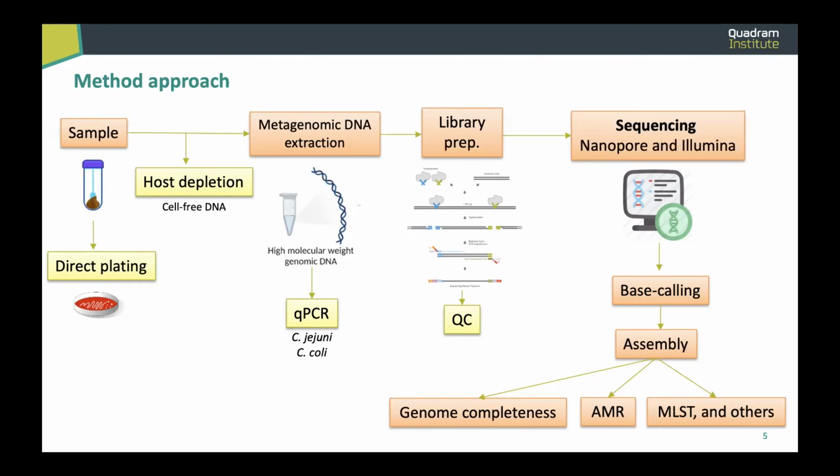In parallel, I used this as a baseline to compare. So I grew up to 30 isolates by direct plating of the stool, aiming to do a comparison between metagenome Campylobacter genomes, assembled Campylobacter genomes, and culture-derived genomes.